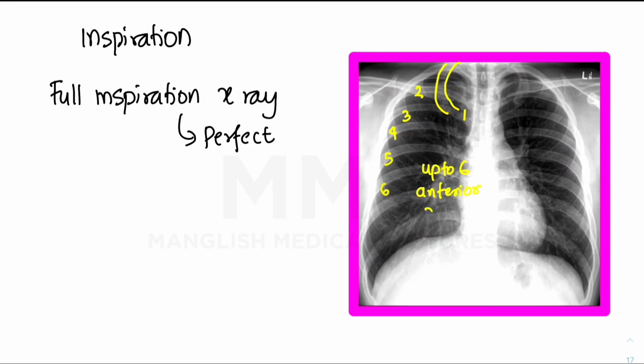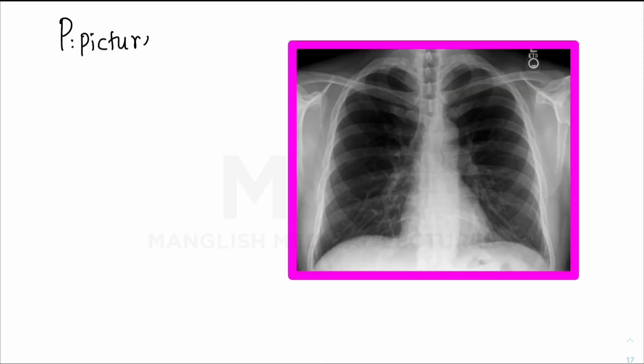If you can count up to 6 or 7 anterior ribs, and if you can count up to 9 to 10 posterior ribs, then it is a perfect X-ray. So when you expire, the diaphragm moves up and a much smaller number of ribs can be seen. So that's the concept of inspiration. I hope you guys understood that. Now we move to picture quality.